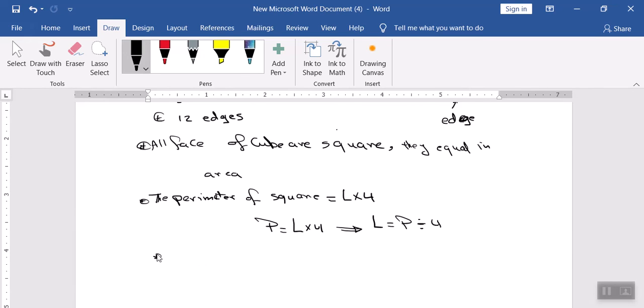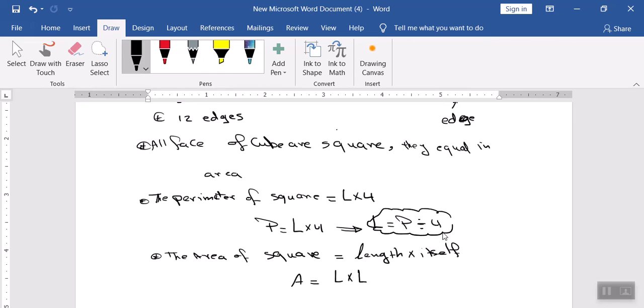Also the area of a square equals length times itself. We can write area equals length times length. So this is very important to remember. We will use it in solving problems.